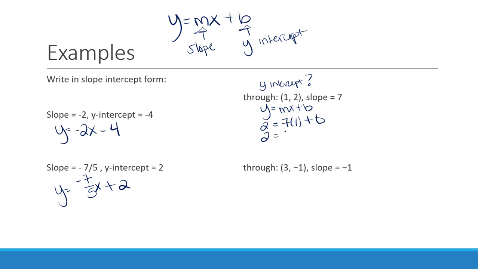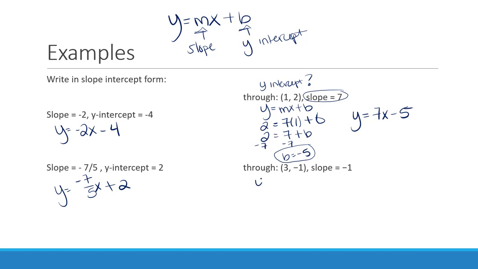So now I have 2 equals 7 plus b. Now we're just solving an equation here. So we're going to minus 7, and we get b is equal to negative 5. So now that I've got b, and now that I've got the slope, I can go back and write my equation. Y equals 7x plus b, or in this case, minus 5.